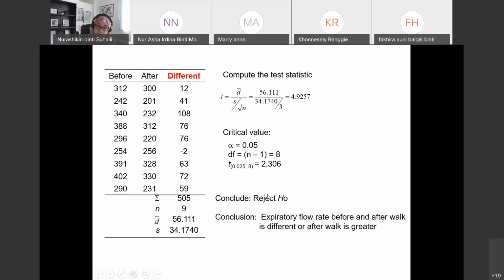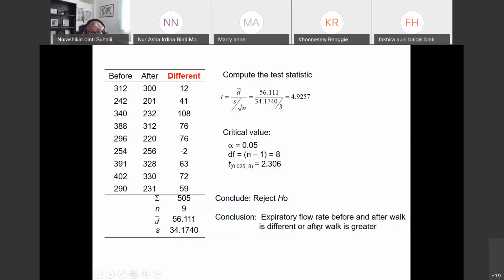So based on the rule of the decision, in this case, you have to reject the null hypothesis, or you have to accept the alternative hypothesis. You can either mention reject null, or you can say accept alternative hypothesis, which carries the same meaning. So the conclusion is, you reject the null means that you accept the alternative. So it's not greater, it should be different.